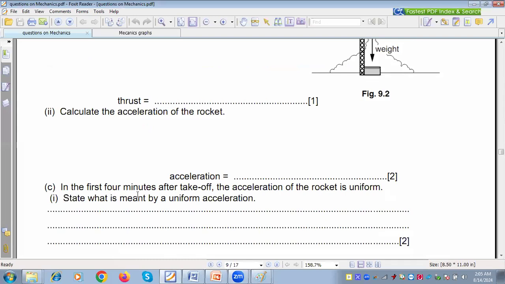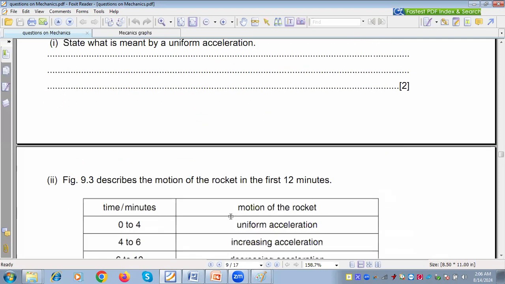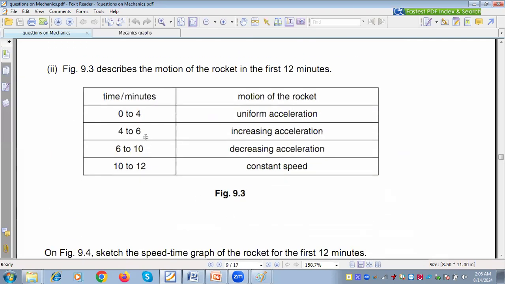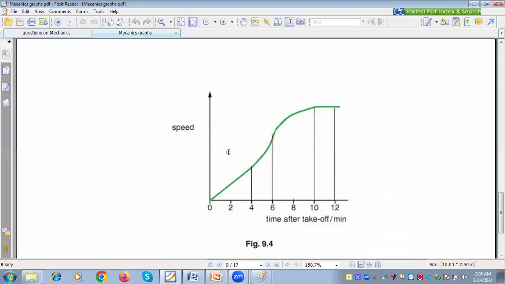In the first 4 minutes after takeoff, the acceleration of the rocket is uniform. State what is meant by uniform acceleration. First, acceleration means the increase in speed, and the increase in speed with respect to time is constant. The same increase in speed for the same time interval. Here you have to sketch the graph: 0 to 4 uniform acceleration, 4 to 6 increasing acceleration, 6 to 10 decreasing acceleration, and then 10 to 12 constant speed.